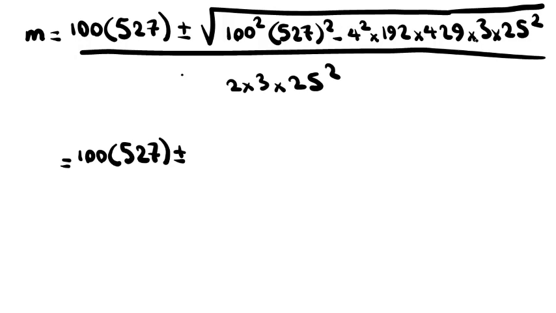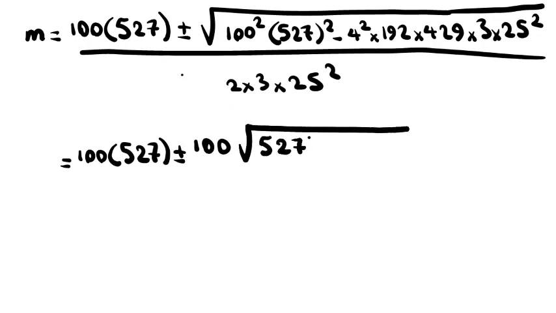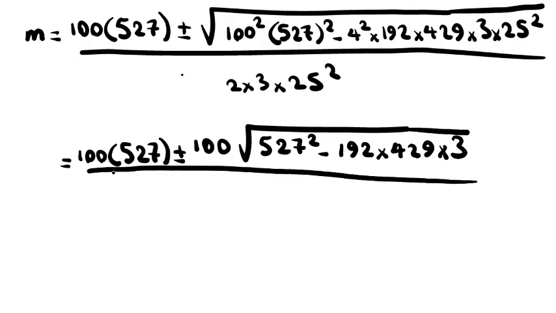So if you take 4 times 25, it is 100, 100 squared. So you factor out 100 squared, take it outside, it will be 100. And it will be 527 squared minus 192 times 429 times 3, all over 2 times 3 times 25 squared. You can divide both numerator and denominator by 50, 25, 125, and 2. It will be 2, and by 50 it will be 2. Okay, now we calculate.